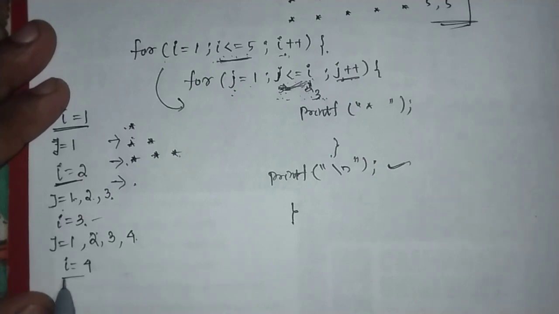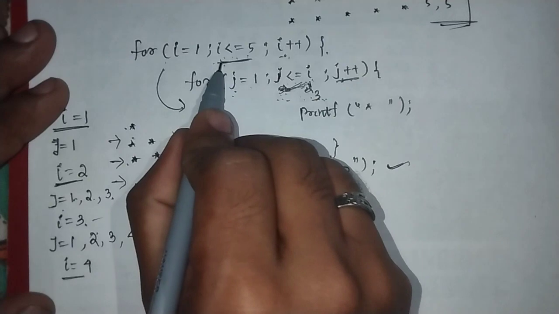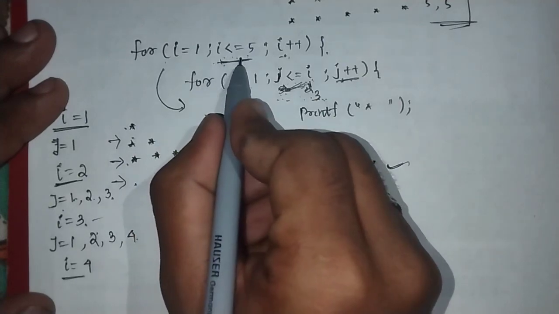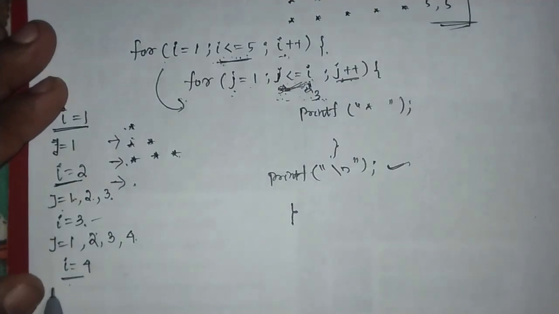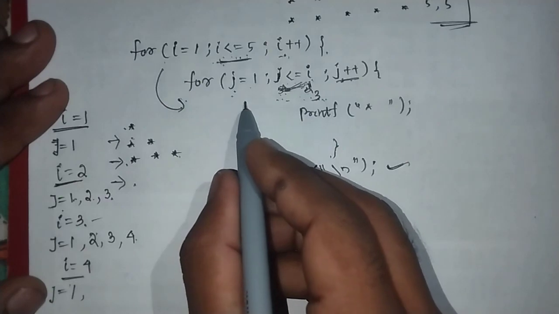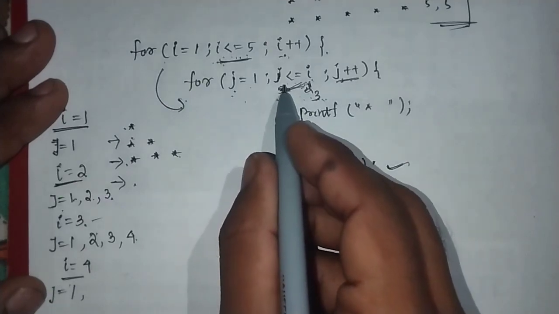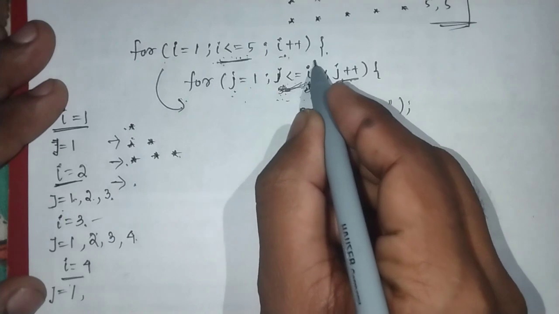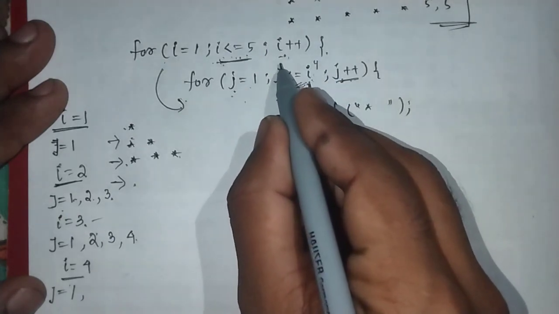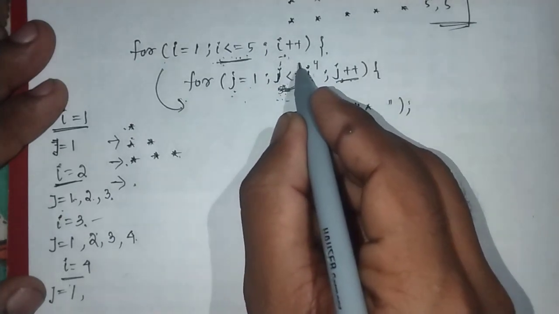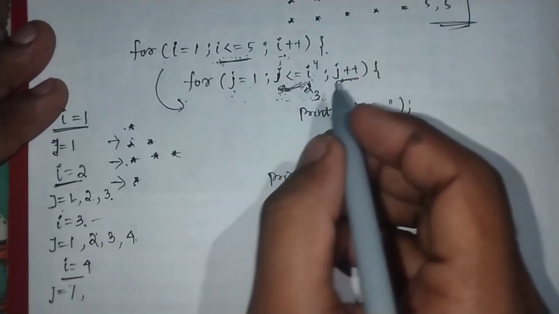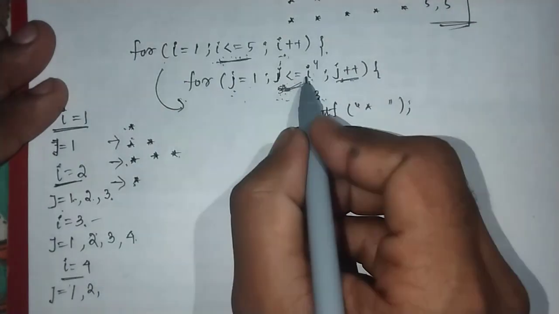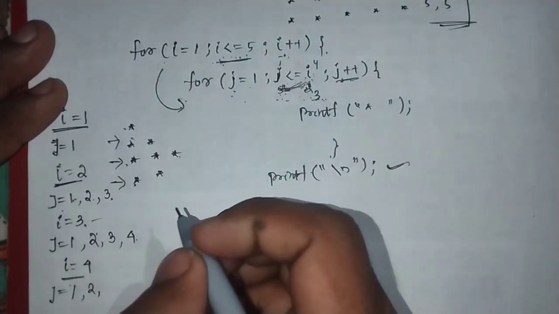For this value of i, it will check here, is 4 less than or equal to 5? True. So it will go to the inner loop. For i equal to 4, the initial value of j is 1. For j equal to 1, it will check the condition. Now the value of i is 4 and the initial value of j is 1. So is 1 less than or equal to 4? True. So it will print 1 star. After this, the value of j will be 2. It will check here and it will print another star.